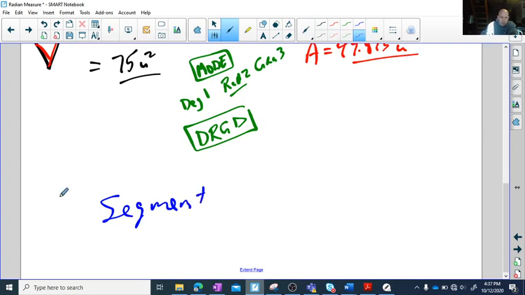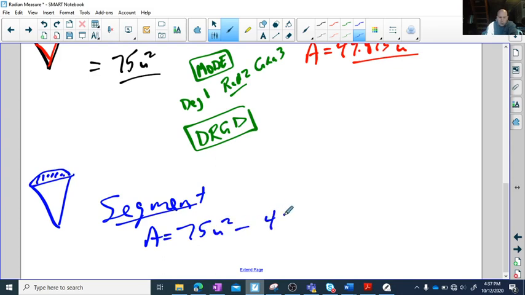And the segment, in case you're wondering what he means by the segment, is this piece up here. To get the area of your segment, you're going to take the sector and subtract the triangle, and you will come up with the area of 25.125 square units.